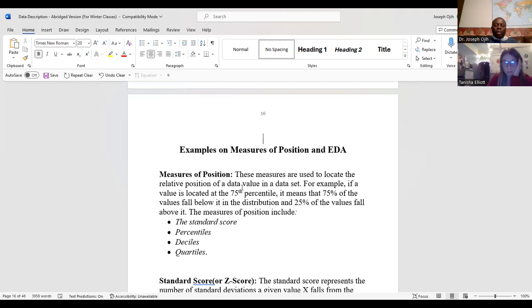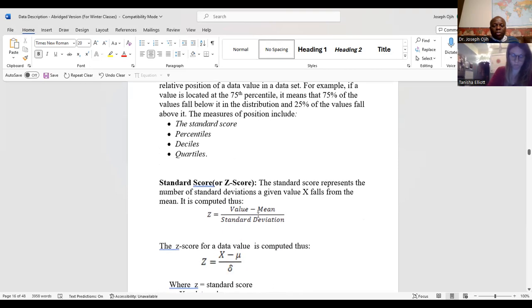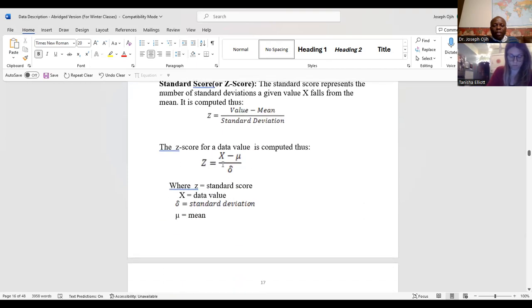Now, there are 4 measures that are common in statistics. They include the standard score, the percentiles, deciles, and quartiles. The standard score is the easiest to calculate. We use the value minus the mean, divided by the standard deviation. This is the formula right here. Z represents the standard score, X is the data value, mu is the mean, and sigma is the standard deviation. So the Z score is X minus the mean divided by the standard deviation.